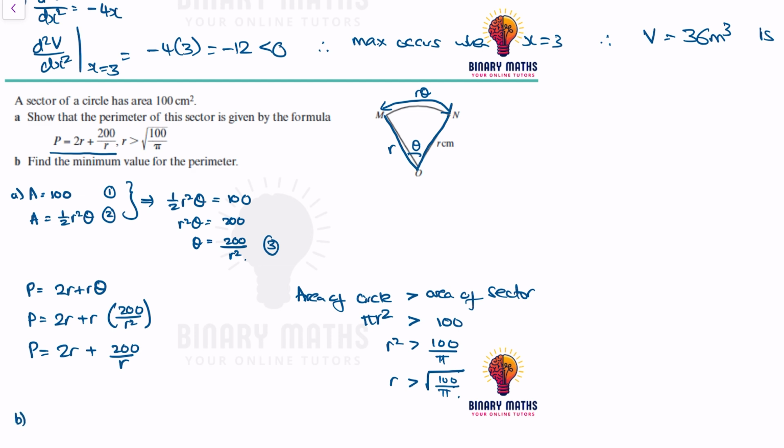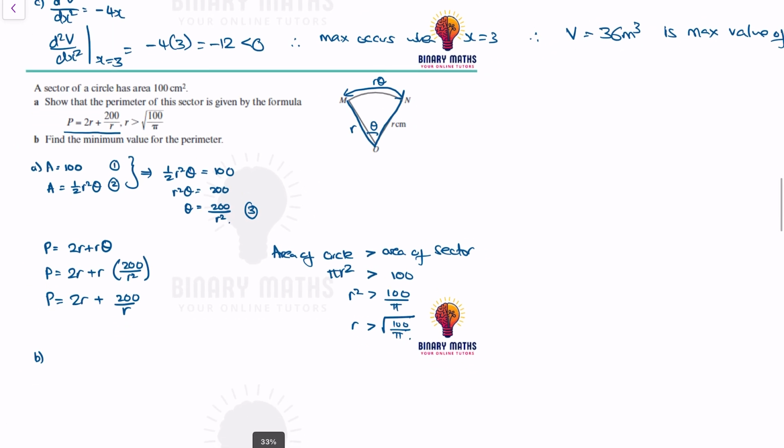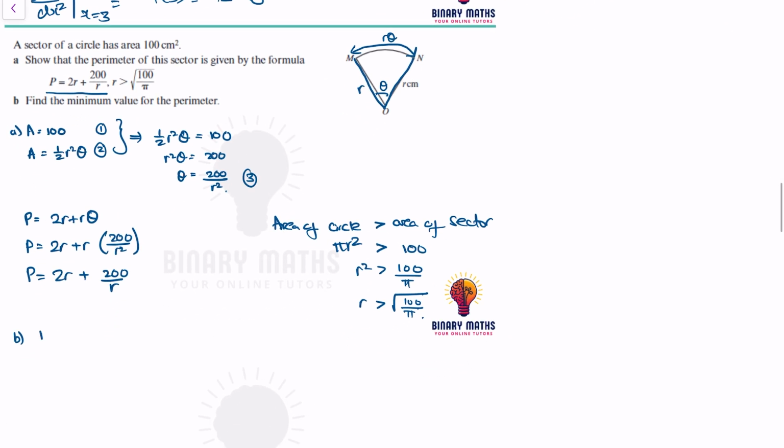Part B, find the minimum value for the perimeter. Okay, so first write the perimeter in index form, so P is equal to 2r plus 200 r to the power minus 1. So differentiating P with respect to r gives me 2 from the first term, minus 200 r to the minus 2, which is the same thing as writing 2 minus 200 over r squared.